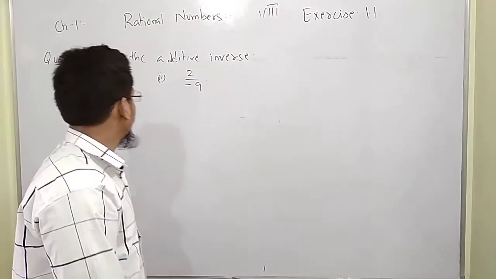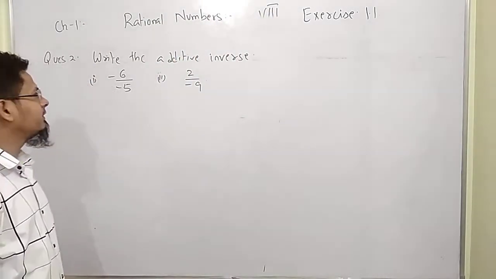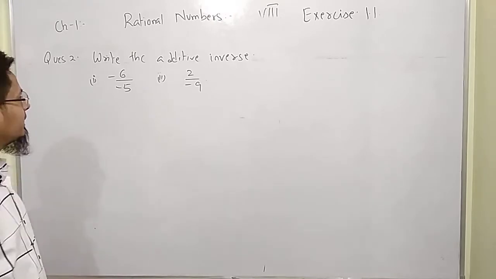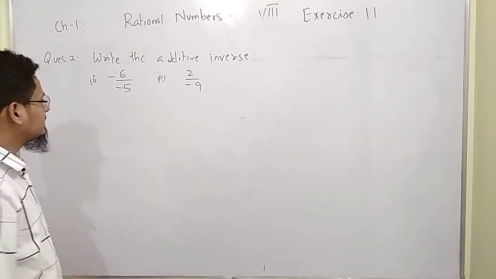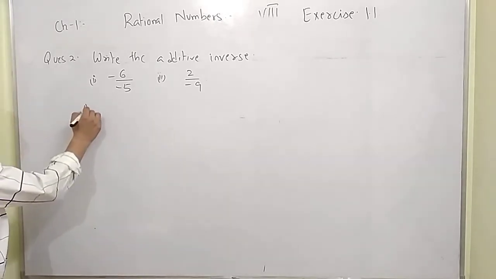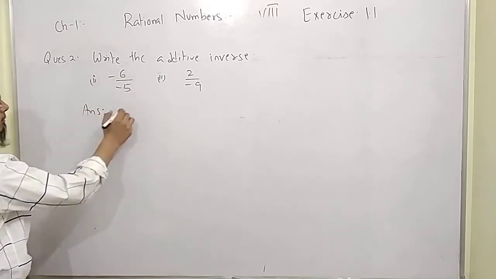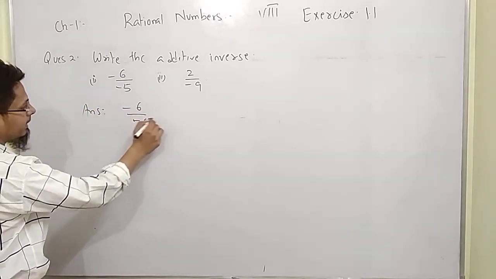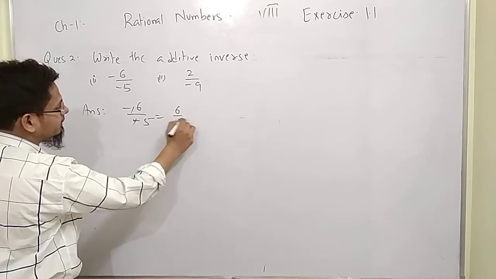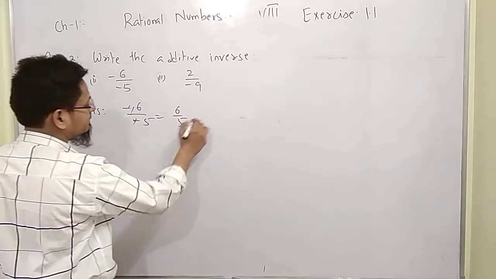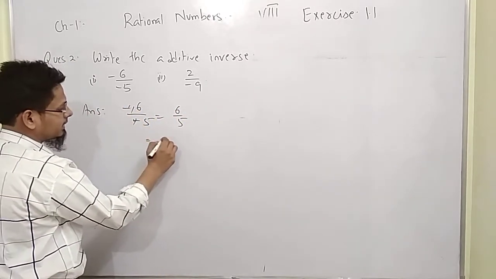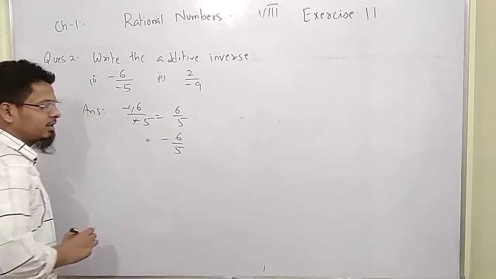So the second question is: write the additive inverse of minus 6 upon minus 5 and 2 upon minus 9. These are very simple problems. Children, the answer will be, you see, it is minus 6 upon minus 5. The minus has cancelled out. It is 6 upon 5 and the additive inverse is minus 6 upon 5. That is the answer, right?